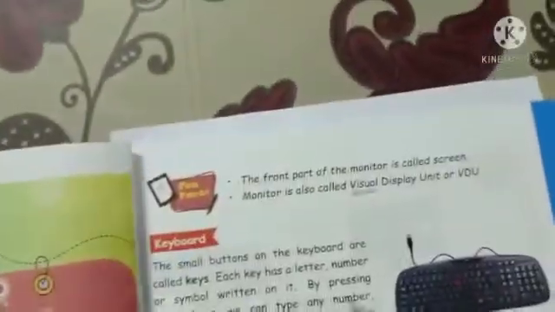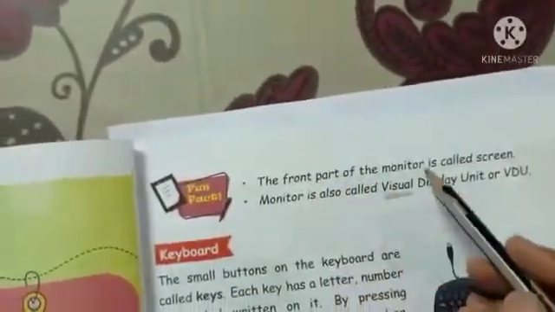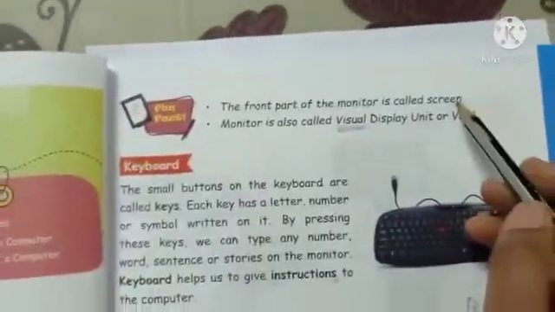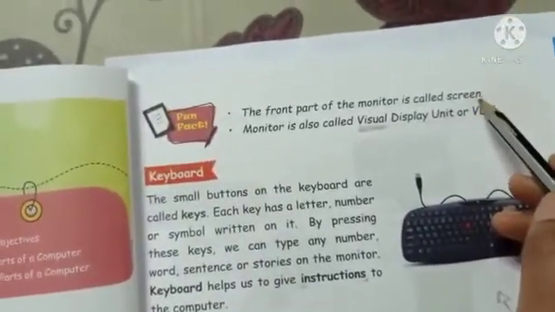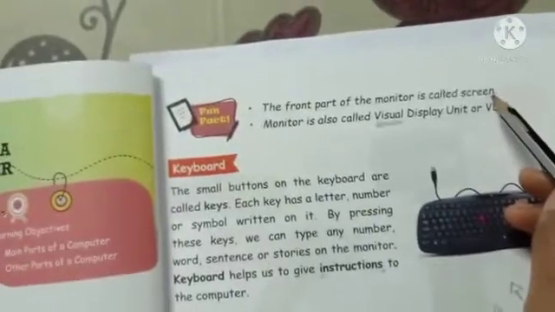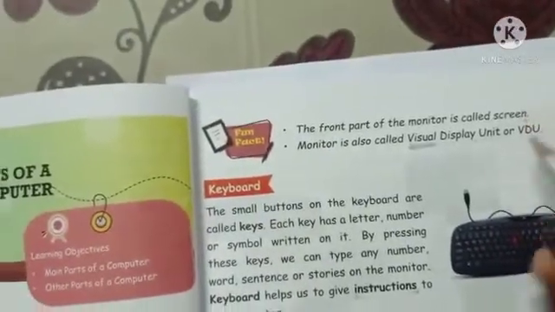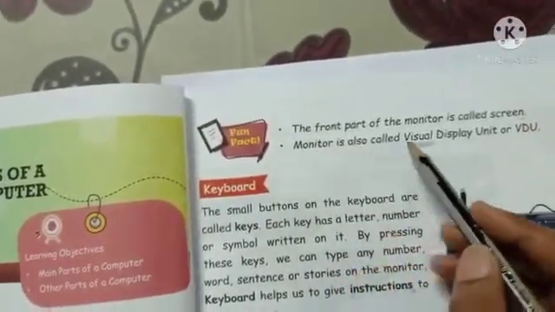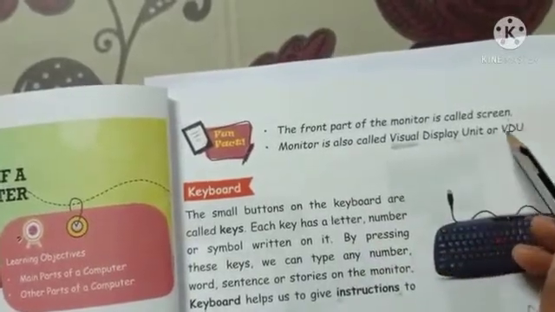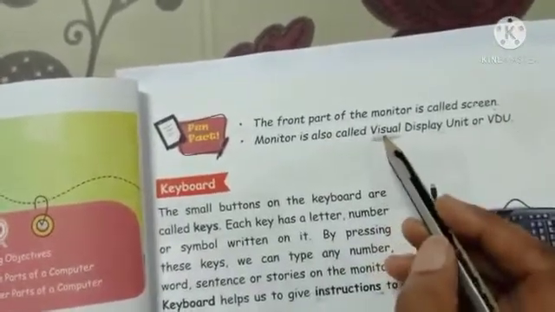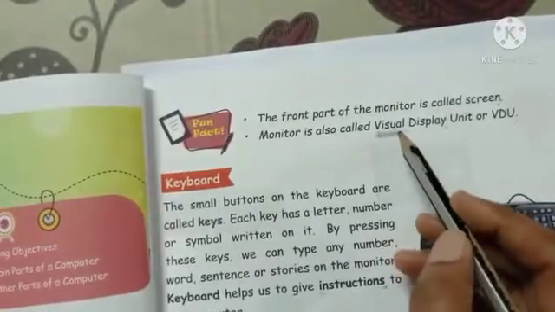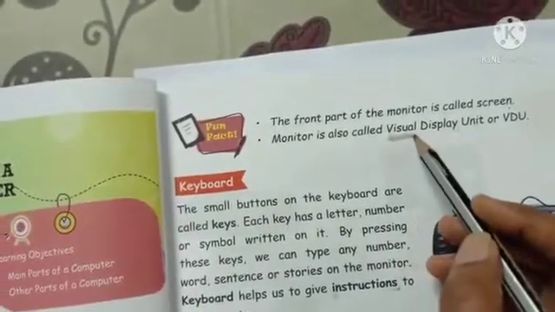Next, beta, the front part of the monitor is called the screen. All of you know the front part of an LCD or television is a screen. Monitor is also called visual display unit or VDU because the monitor shows all the things we do on the computer.